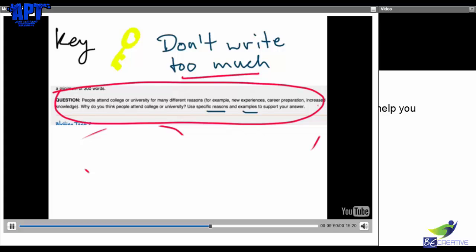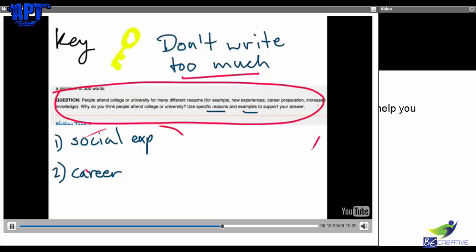So, for this one, why do people go to college? Well, I came up with two general ideas. Number 1, the social experience, the social benefit you get from it, because you meet a lot of people, it's fun. And the second thing is the benefit for your career. Each one of these would be my body paragraphs. So this would be body paragraph 1, and this would be body paragraph 2. These are the main general ideas: social experience and a career.